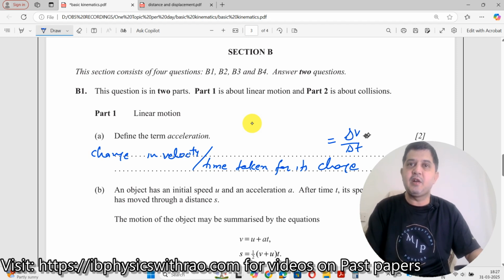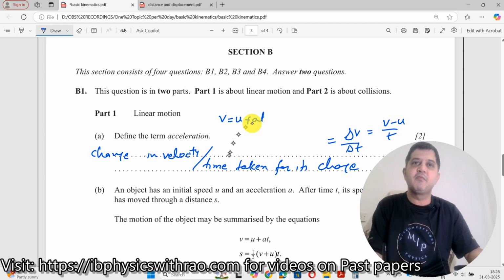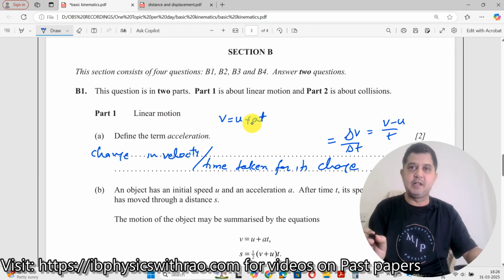Okay, so if you are writing something like v minus u divided by t, what you do is you mention what is v, what is u, what is t, and then you say this is what we have done. You get full marks. But if you just write down the equation like this, you won't get the marks. Some students write v equal to u plus at, and you don't define what are the respective terms, you will not get any marks over here.